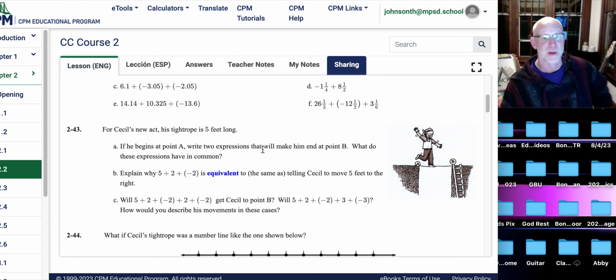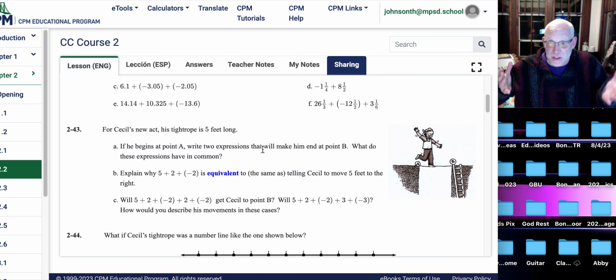So 243 says, for Cecil's new act, his tightrope is 5 feet long. If he begins at point A, write 2 expressions that will make him end at point B. What do these expressions have in common? Explain why 5 plus 2 plus negative 2 is equivalent to telling Cecil to move 5 to the right.